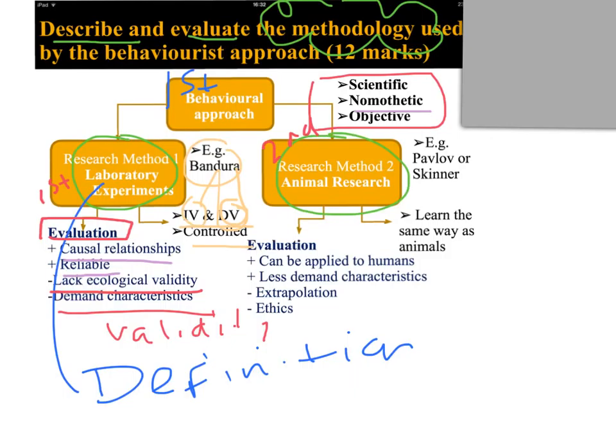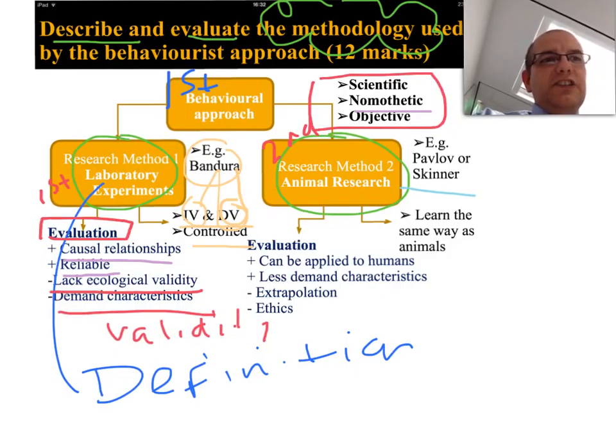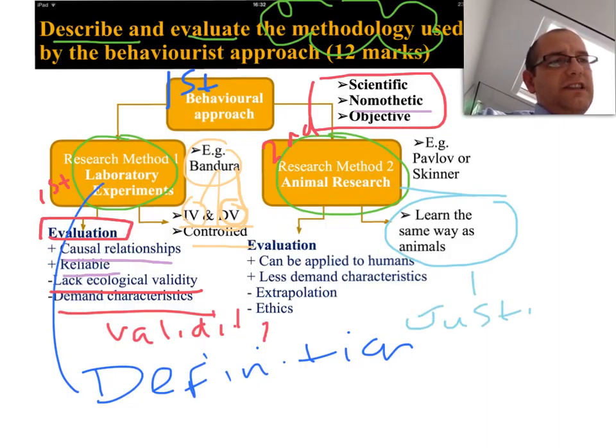Now remember, when we're looking for animal research, the definition is really quite simple. The definition is research done on animals. But what we need to do is to put in a justification. And our justification is here. So if I just put that there, and I've run out of space.